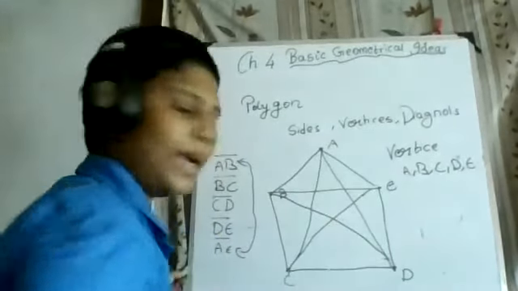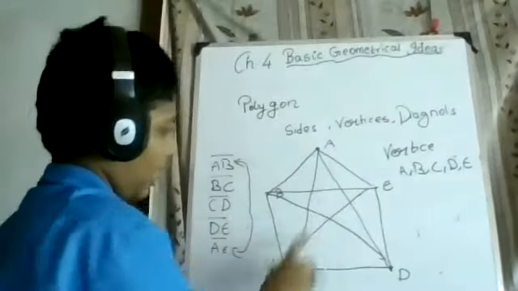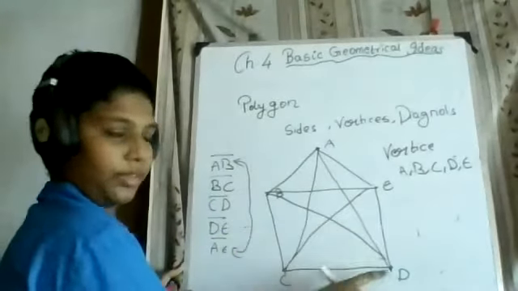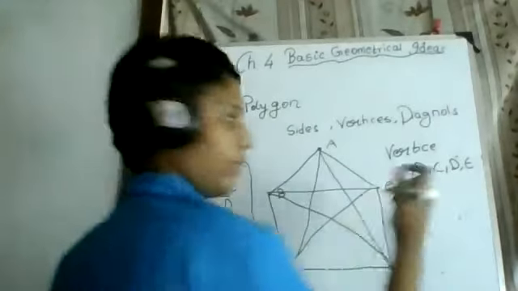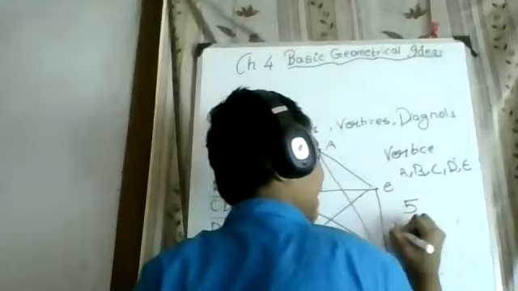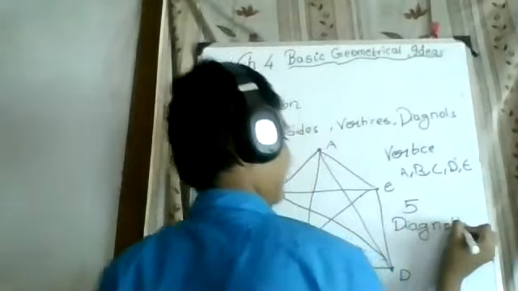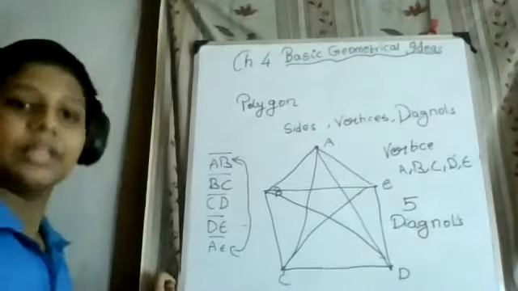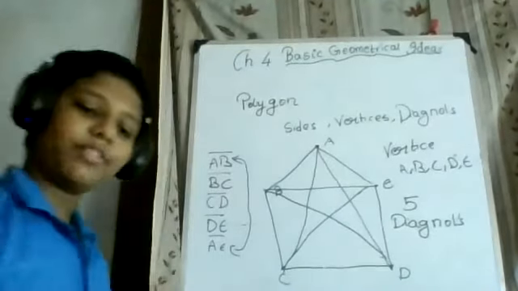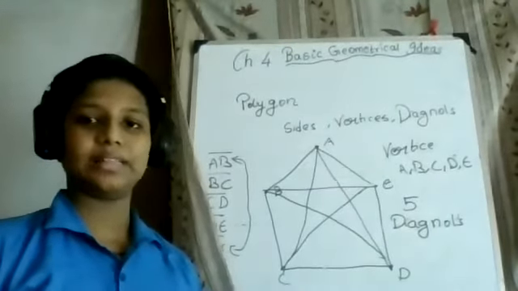Now for a pentagon, how many diagonals do we have? 1, 2, 3, 4, and 5. We have 5 diagonals. Okay. And in a pentagon we have 5 sides, 5 vertices, and even 5 diagonals. Now you understand what sides, vertices, and diagonals are.